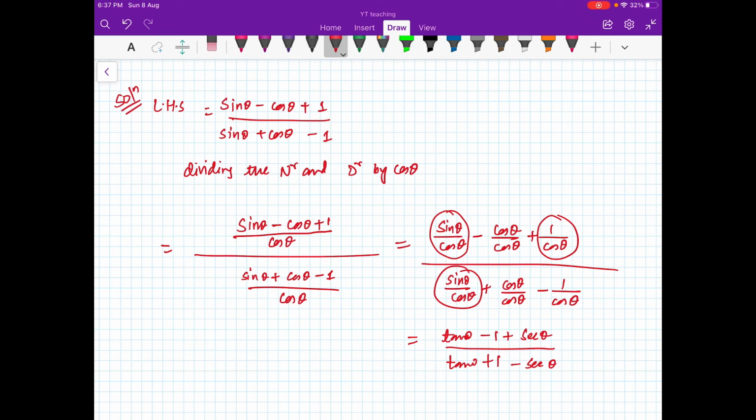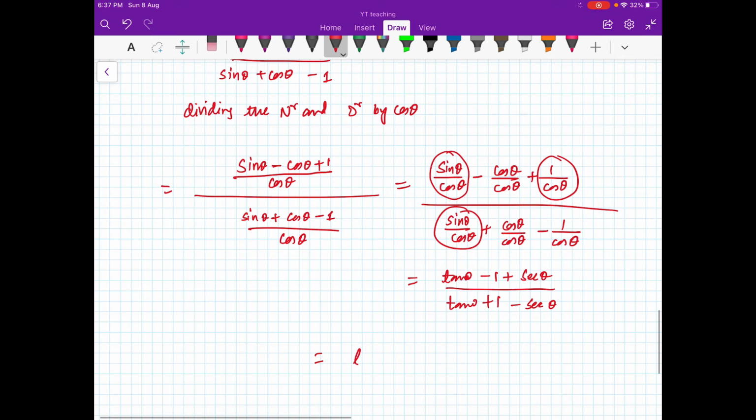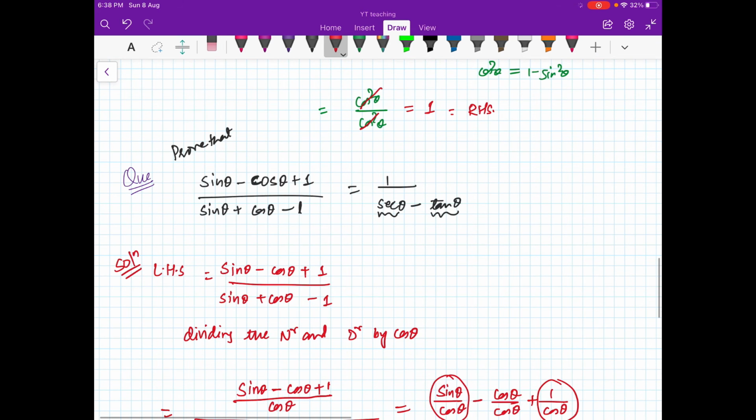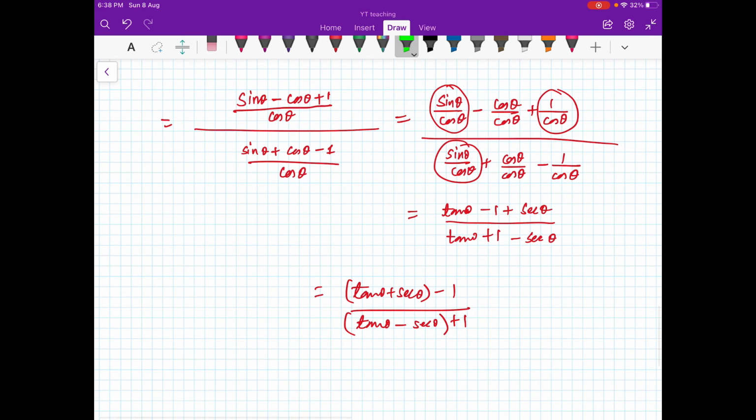Now you try writing these things in some fashion, maybe. So this is equal to tan theta plus secant theta minus 1, and in the denominator you have tan theta minus secant theta plus 1, right? Now what I have to prove? I have to prove that the whole thing is equal to 1 upon secant theta minus tan theta. So what I am doing here is, I will multiply and divide by tan theta minus secant theta. Okay, so I am multiplying and dividing by tan theta minus secant theta.